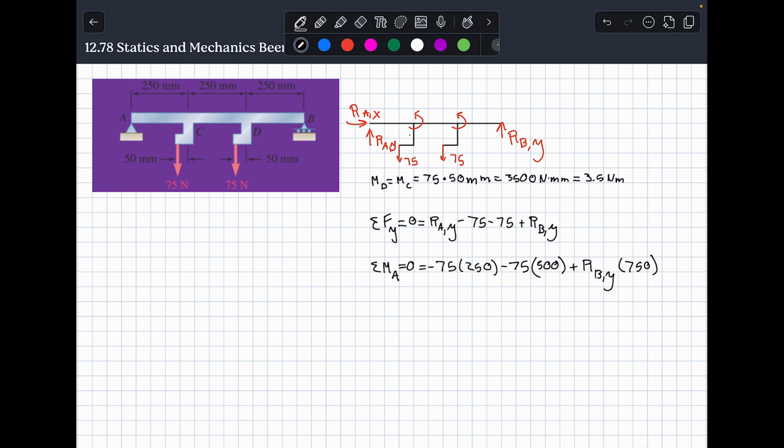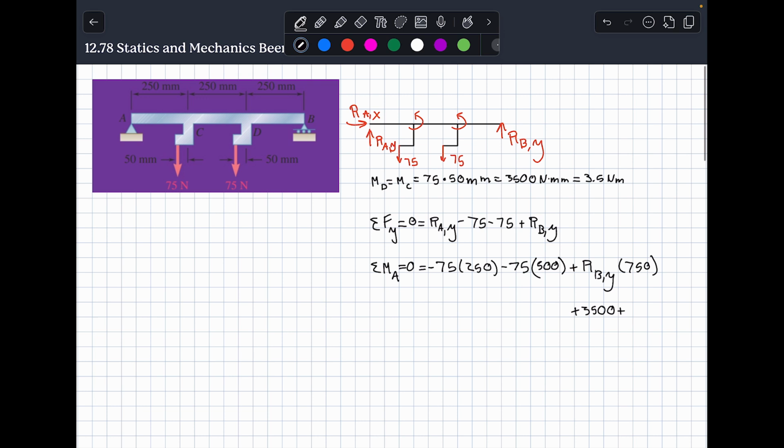You might be inclined to stop right here, but we can't do that because we actually have two additional moments that we have to sum right there. You can see that these are going to be counterclockwise, and so we're going to actually add these to our equation. So we're going to do plus, what was it? It was 3,500 Newton millimeters, and then it's going to be the same value again because both of those create the same moment.